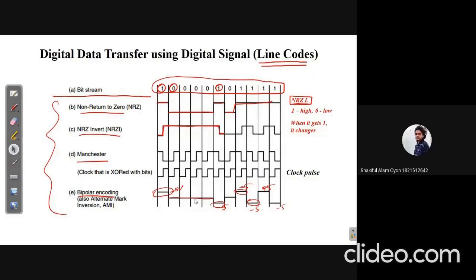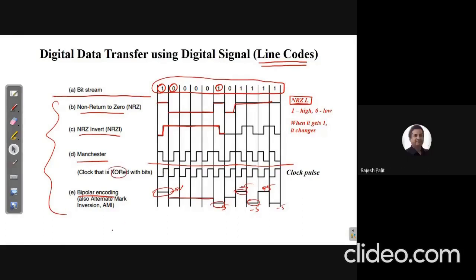Sir, could you explain Manchester once more? I didn't understand it. Okay. So Manchester: there is a clock pulse. Both the sender and receiver maintain a clock pulse. So when you need to send 1, you invert the clock pulse. So inversion means what? XOR.